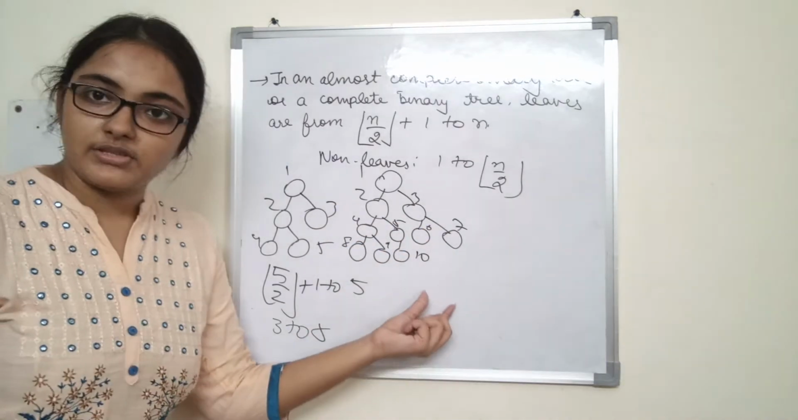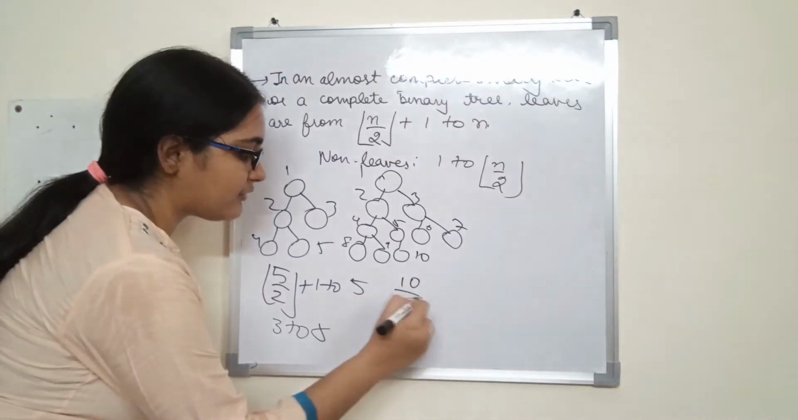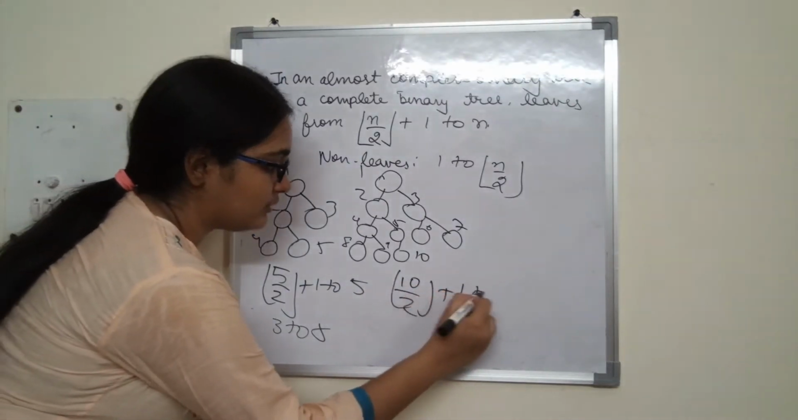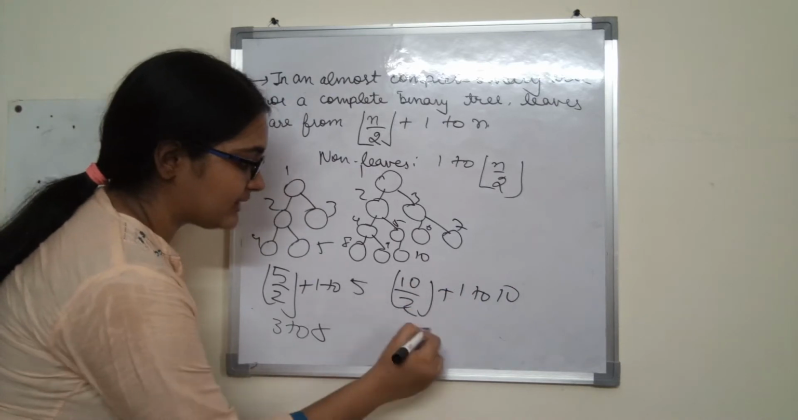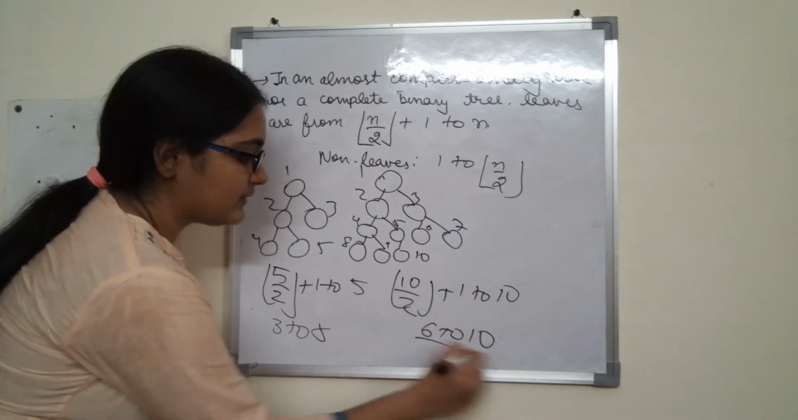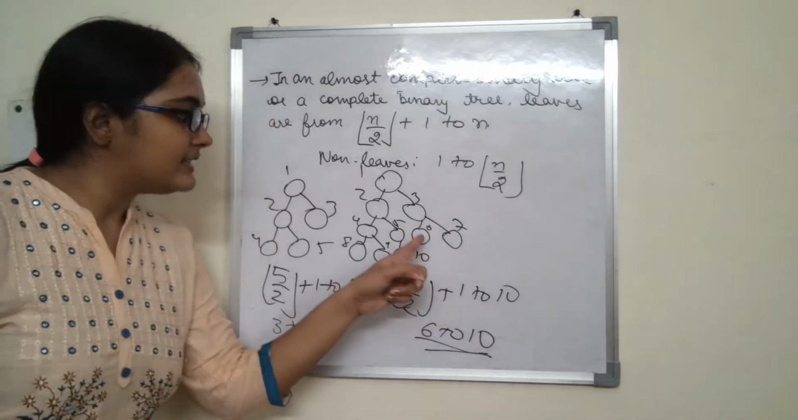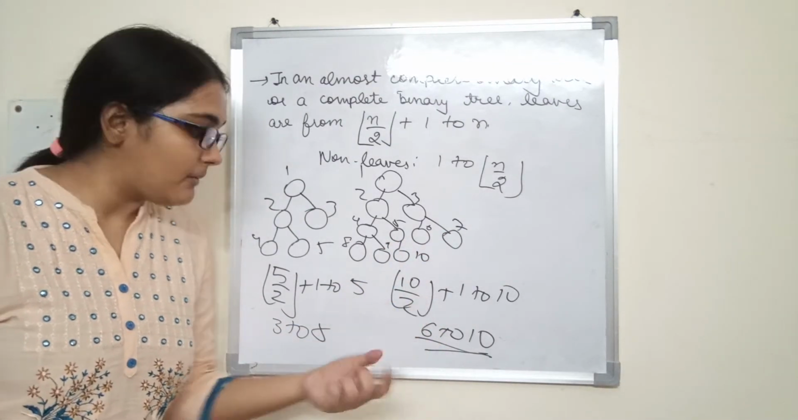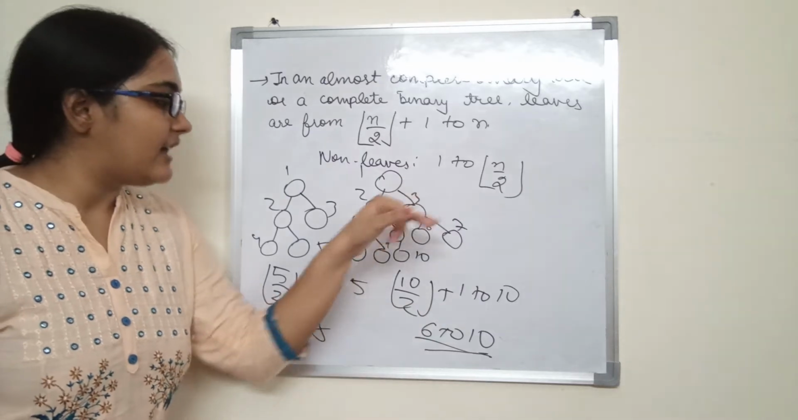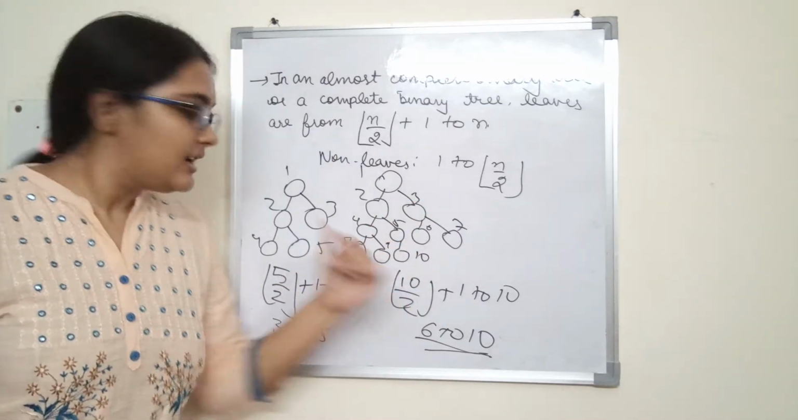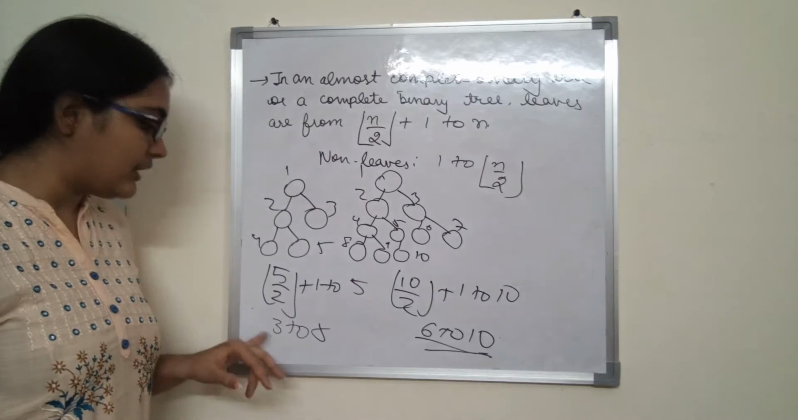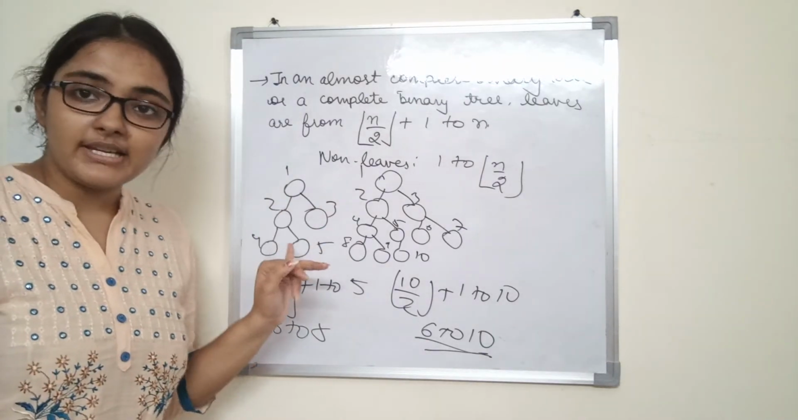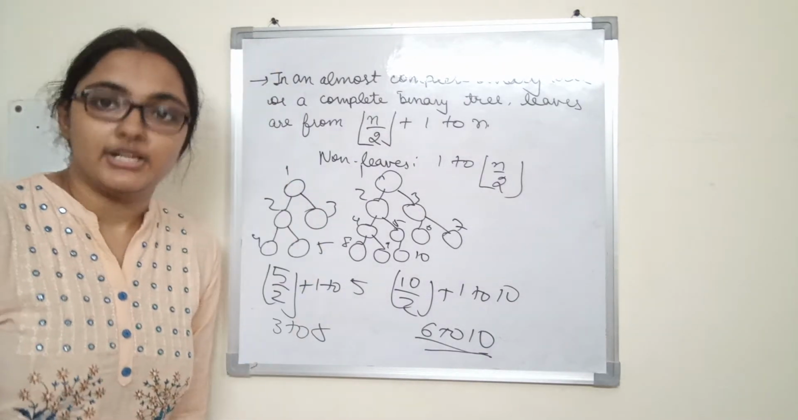There are 10 nodes. Now, the leaves should be from 10 by 2 plus 1 to 10, which is 5 plus 1, 6 to 10. Is this true? 6 to 10 indices are leaves, yes. 6, 7, 8, 9, 10 all are leaves. So it is true. And non-leaves will be from 1 to n by 2, that is 1 to 5. And in the previous example the non-leaves should be from 1 to 2. True? The internal nodes are 1 to 2.